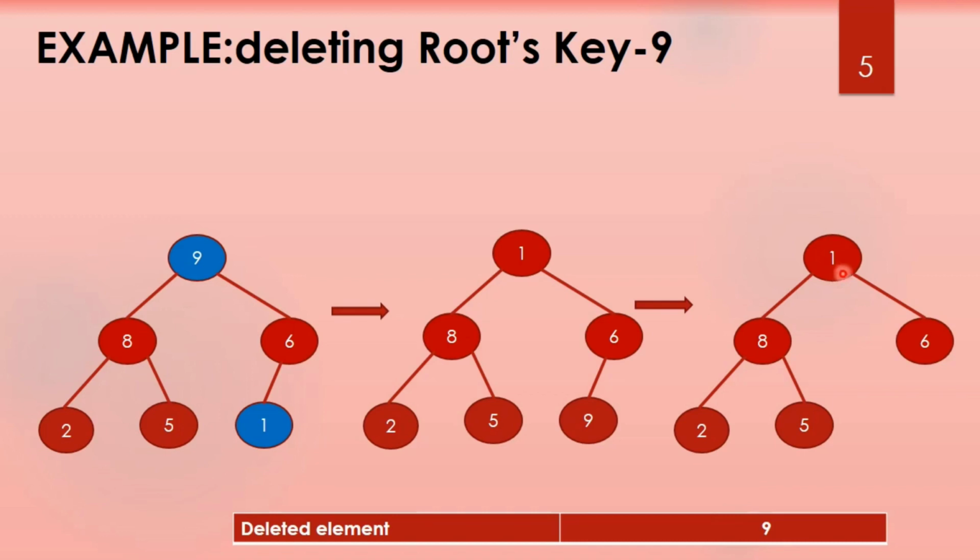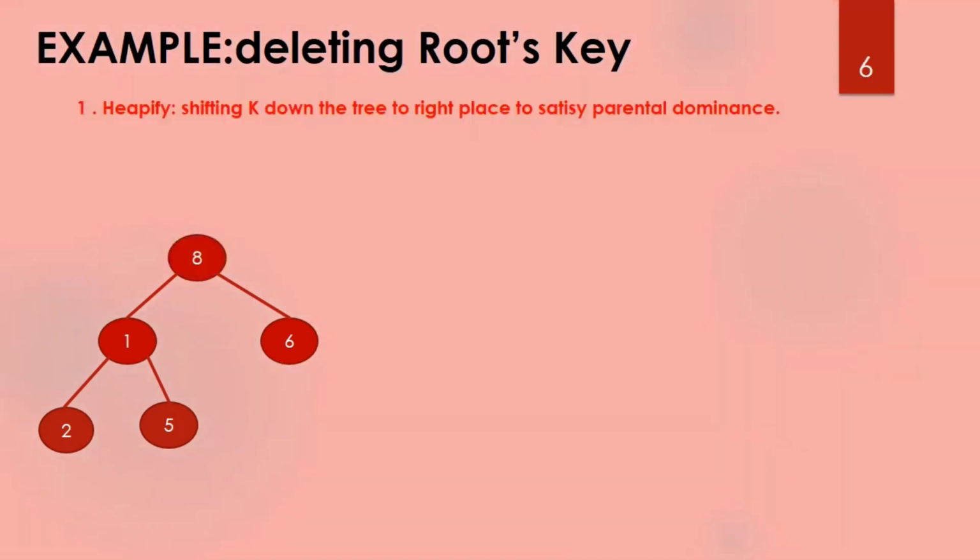What do you mean by heapify? The key k has to satisfy the parental dominance property. What do you mean by parental dominance? The parent has to be larger than or equal to the child. So it should walk down the tree and analyze whether it satisfies parental dominance or not. Now here 1 is lesser than the children. Among the children, 8 is bigger, so 1 needs to be swapped with 8. So now 1 and 8 have been swapped. So 8 has gone to the root's place, 1 has come down.